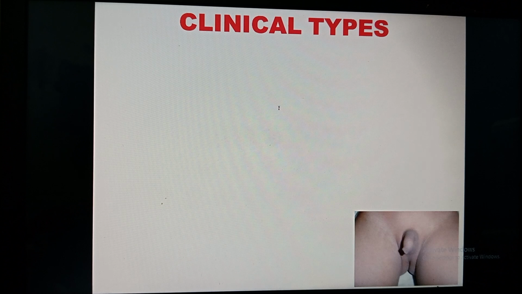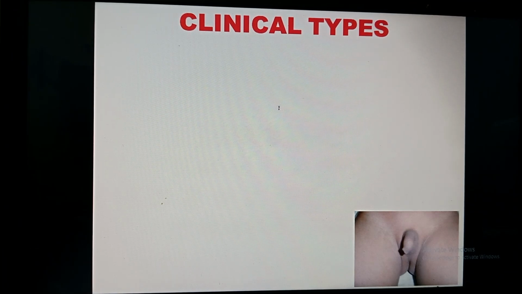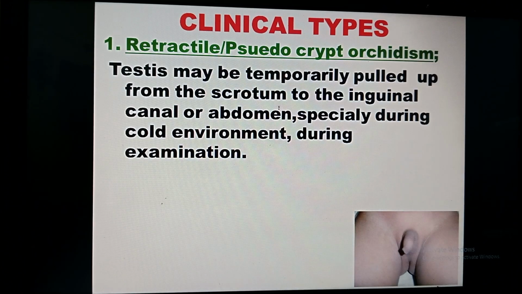So what may be the clinical manifestation? This can be diagnosed immediately when the child is born in the theater. The pediatrician will assess the baby, and during the assessment they will come to know. In the OT itself, the child is born with either one testis, absence of both testes, or an undescended testis. Let me see the clinical types.